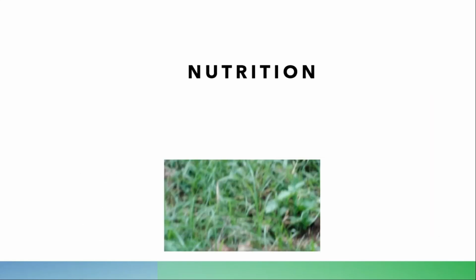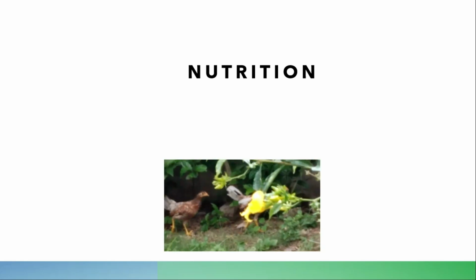Nutrition. Now plants, they don't feed like animals do. Plants would extend their leaves or modify their stem so that they can capture as much sunlight and carbon dioxide as possible to make their food.